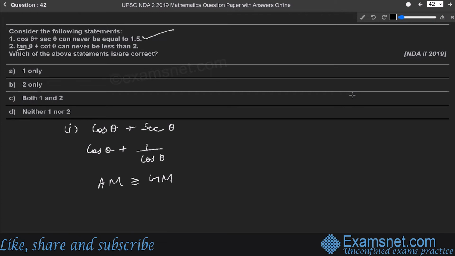Second statement is tan theta plus cot theta can never be less than 2. See, tan theta plus cot theta can also be written as tan theta plus 1 upon tan theta, and it can be less than 2. So, second statement is not correct. So, we can say that the correct option for this question will be option number A, which is 1 only. I hope this question is clear to you.